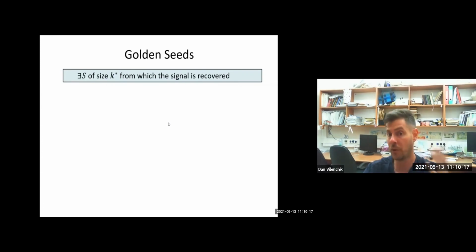And then for the analysis, you want to understand under what SNR, in what regime of parameters of N, P, K, and beta.